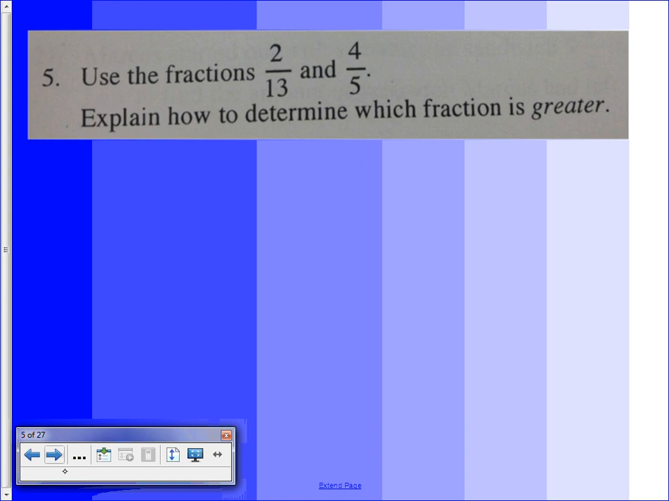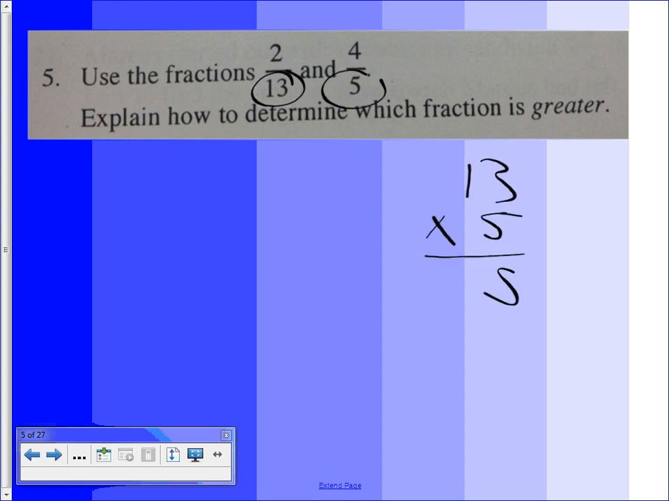Use the fractions 2 over 13 and 4 over 5. Explain how to determine which fraction is greater. Once again, more common denominator work. 13 and 5 are my denominators. 13 times 5. 5 times 3 is 15. Carry the 1 up. 5 times 1 is 5, plus 1 is 6. 65 is my common denominator. I have to get these fractions to look the same before I can compare them.